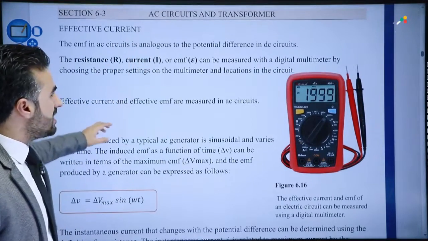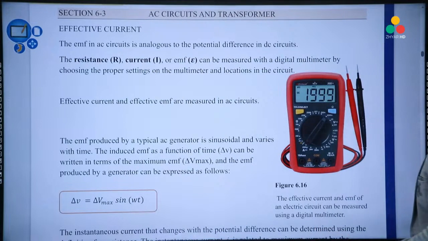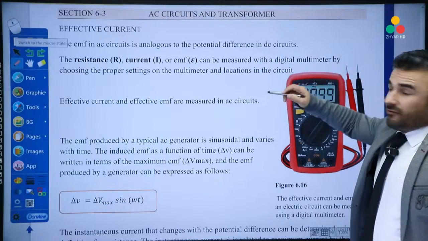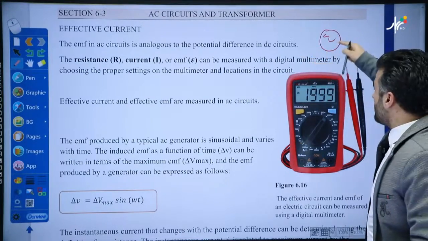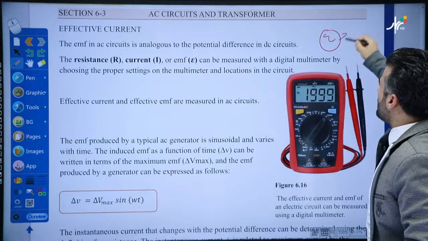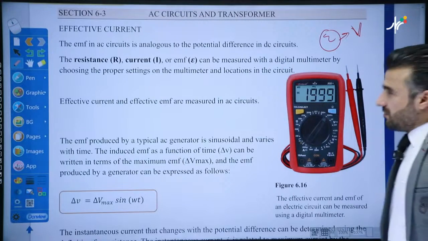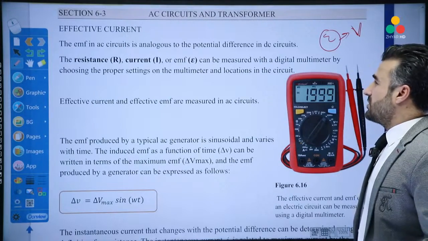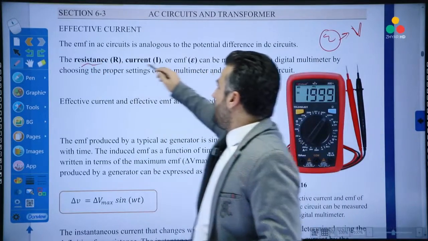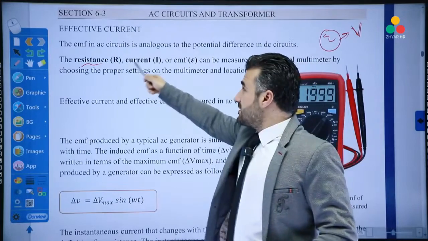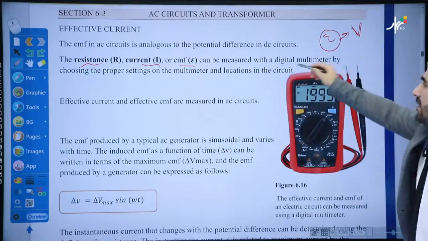Okay, so the electromotive force in an AC circuit is analogous to the potential difference in a DC circuit. Remember this? So far, for the induced voltage, we used to represent it with the EMF symbol, but now we're going to use voltage instead, which makes no difference. So we have the resistance, the current I, and the electromotive force, which can be measured with a digital multimeter.